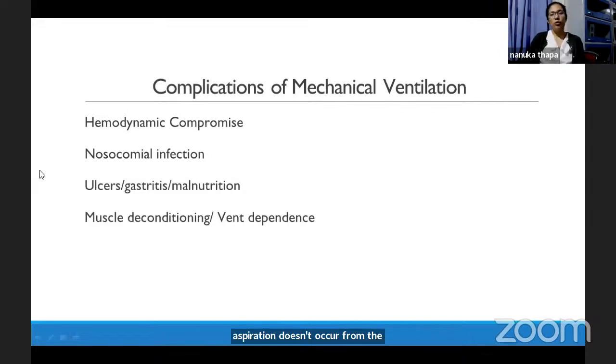Ulcers, gastritis, and malnutrition can occur in the ICU. Another very important thing that we need to consider in patients who are going to be on mechanical ventilation for more than 1 week is muscle deconditioning, or the atrophy of the muscles. Once the phrenic nerves stop firing, the diaphragm will atrophy and it will lead to thinning and decreased shortening of the diaphragm on breathing. This can also lead to vent dependence or difficulty in weaning later on.